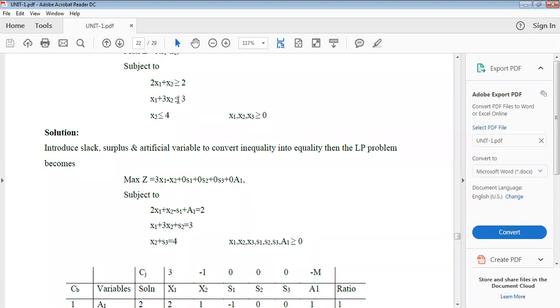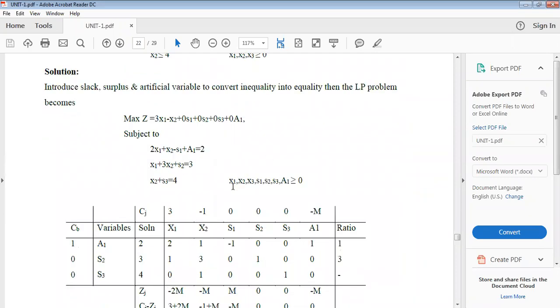Second equation, x1 plus 3x2 plus S2 is equal to 3. Next, x2 plus S3 is equal to 4. So like this, you got this. And here x1, x2, S1, S2, S3, and A1 all should be greater than or equal to 0.